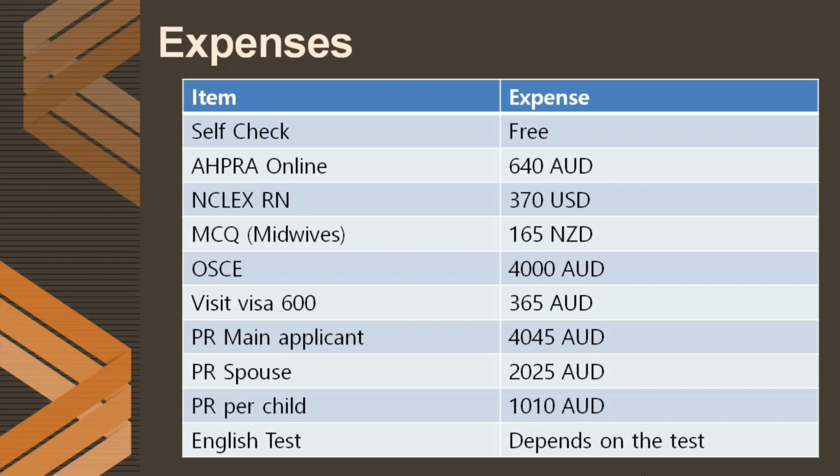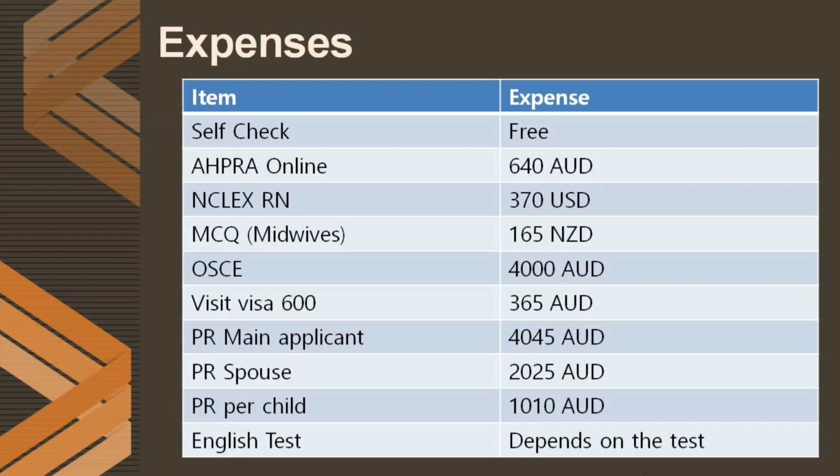Then AHPRA online registration, in the first stage it will cost you 640 Australian dollars, and in the final stage again it may cost you the same amount. So 640 into 2. Then NCLEX RN, for each attempt you will be charged 200 US dollars for the test, and 150 international booking fees, and around $20 will be the tax. So it will be around $370, and MCQ it will be 165 New Zealand dollars, and some booking fees.